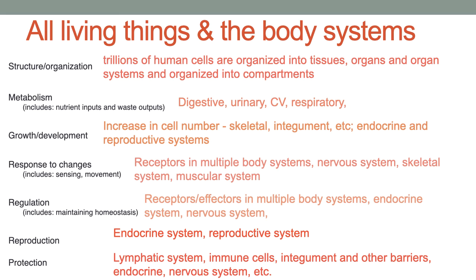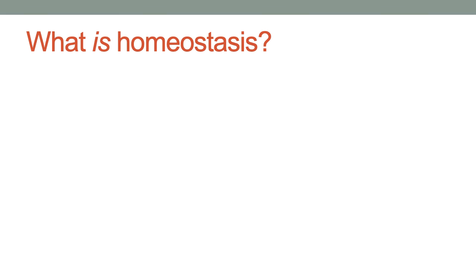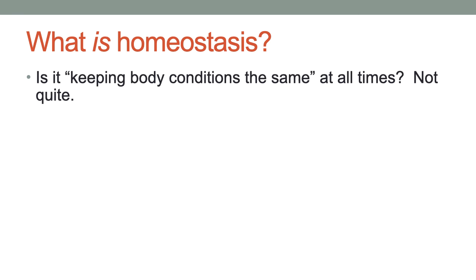These functions happen on a cellular level, but they also happen on an organism level as well. So now finally, let's move on to homeostasis. I've said this a couple times. What is homeostasis? A lot of people think it's simply just keeping body conditions the same at all times, and that's really not quite what it is.